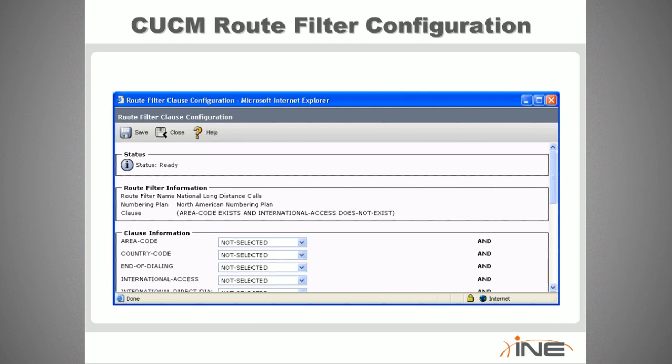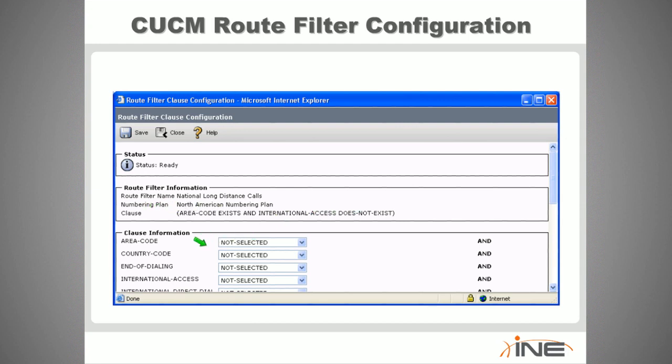Okay, so route filter configuration. Here we see just the beginning of it, where we see area code. These are part of the clause. We see the route filter that's already been configured up here. The numbering plan is North America. We're talking about long distance calls, which is just what it's been named, and the clause is area code exists and international access does not exist. This is just part of the configuration.